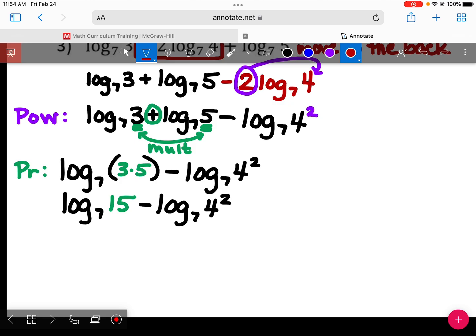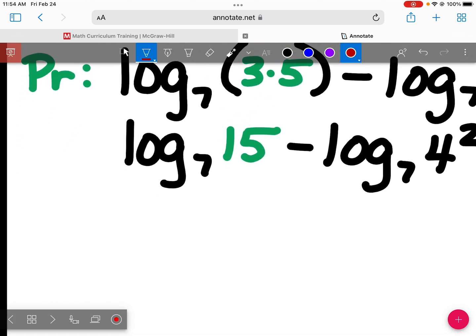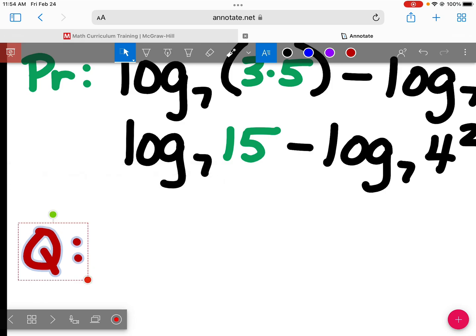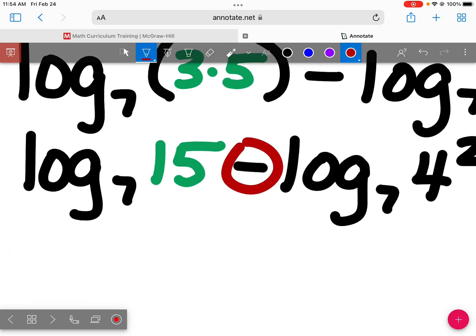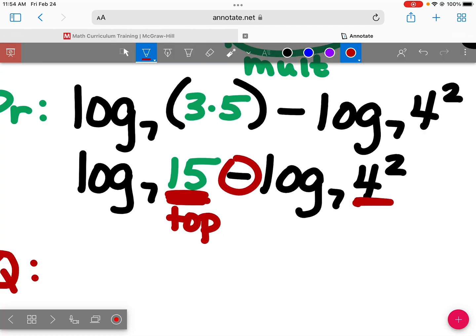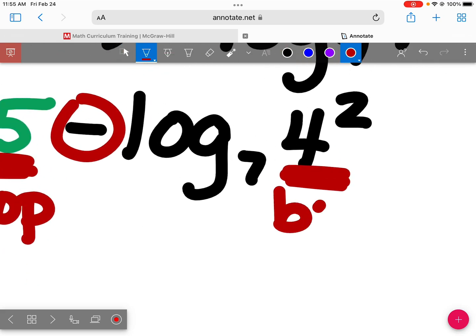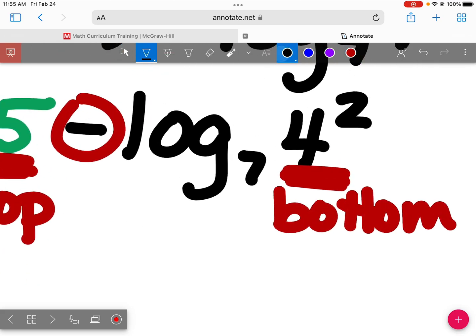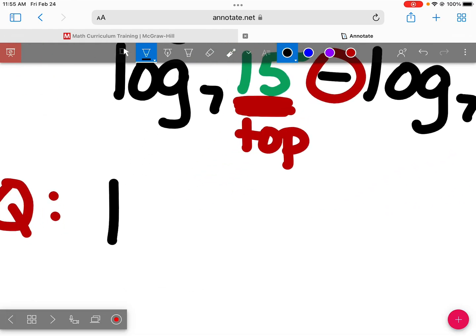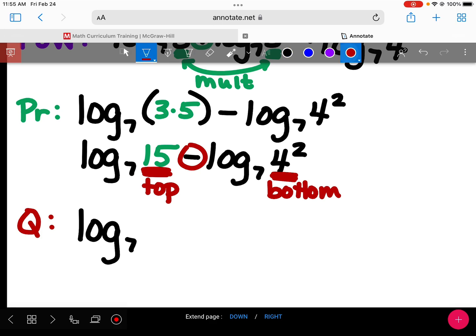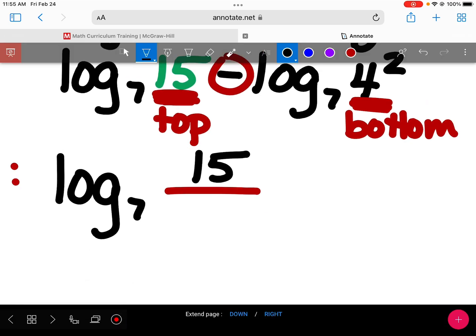Is there any more addition between logs? No. So then I go on to what step? Quotient. We know we have to use the quotient step because why? Because there's subtraction. So I've got subtraction in between. What do I do with this log? Numerator. So this one goes on top. What do I do with this log? Denominator. So it goes on the bottom. How many logs will I write down? Just one. Log base 7. This turns into a fraction. I have 15 on the top, and I have 4 squared on the bottom.